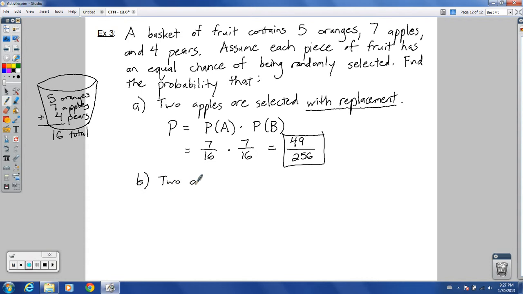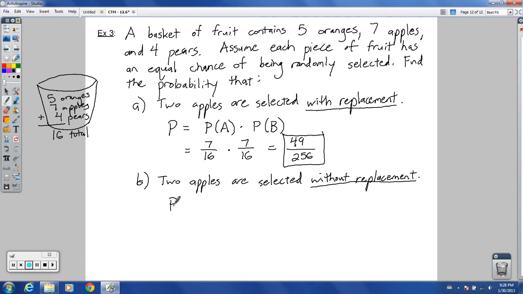And let's say 2 apples are selected without replacement. Two apples selected without replacement. Key phrase there, without. So now this one was independent. The probability of this first thing did not affect the probability of this second thing happening. But now that we have without replacement, the chance of this happening will affect the chance of this happening.